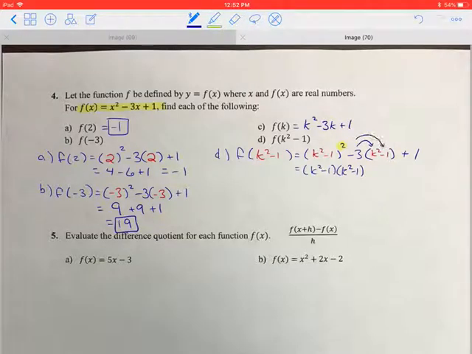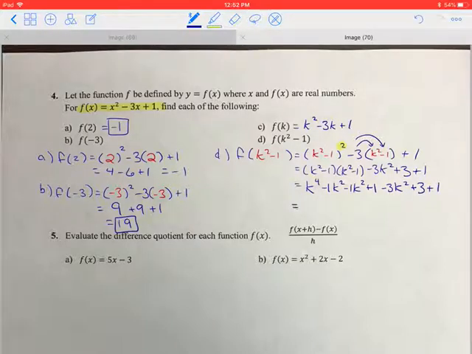I'll distribute my negative 3. Negative 3k squared plus 3 plus 1. All right, so now I'm going to do my FOIL. K squared times k squared is k to the 4th, minus 1k squared, minus 1k squared for the outside and inside. And then negative 1 times negative 1 is positive 1. I'm going to bring everything else down.